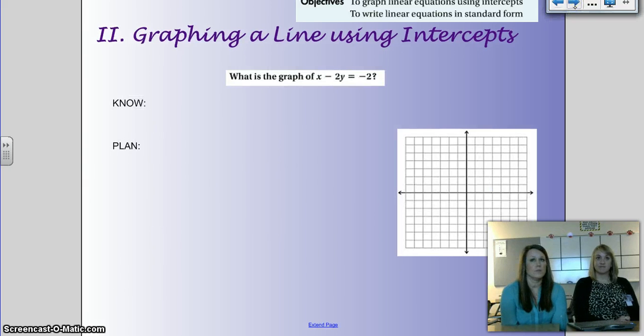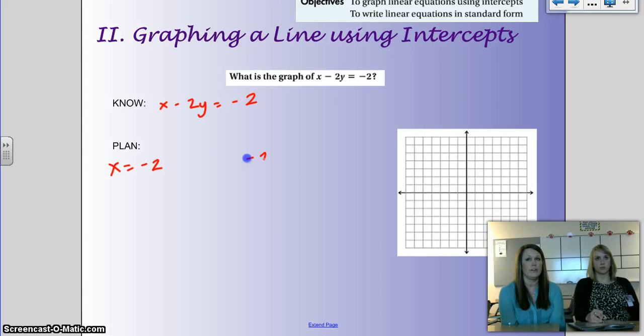Awesome. Okay, again, same thing. We know our equation, x minus 2y equals negative 2. We're going to solve for x and y intercepts. Okay. So x equals negative 2. Oh gosh, that was just really easy. Negative 2y equals negative 2. Okay. So my first x-intercept is negative 2, 0.